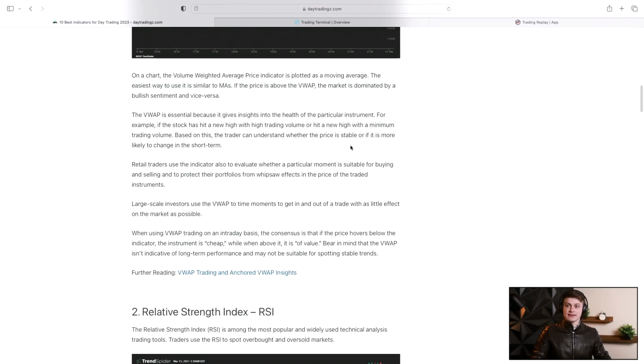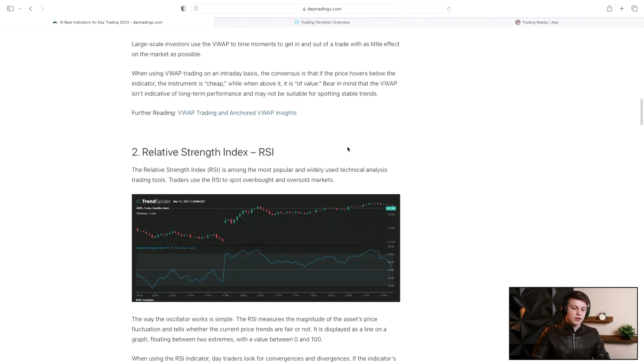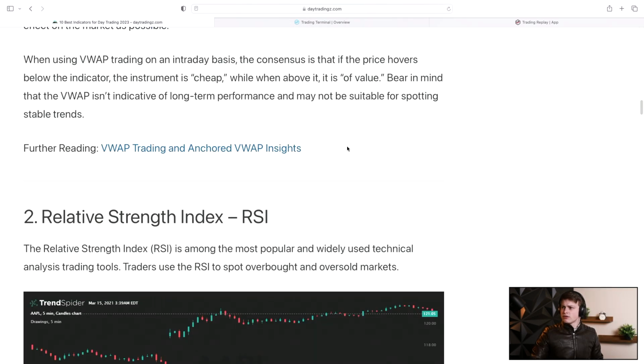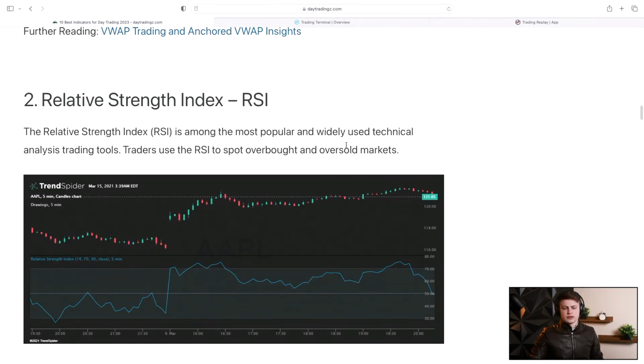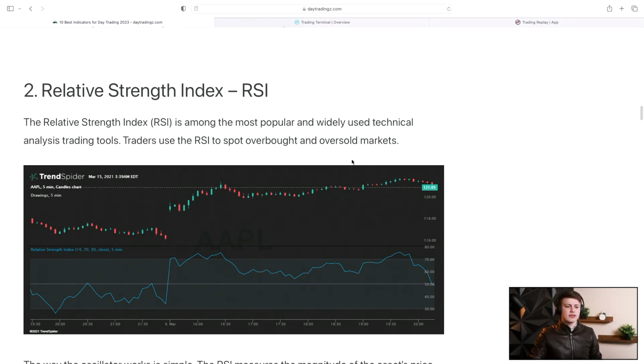Now, in today's video, we're going to be looking up relative strength index, otherwise known as the RSI. I can zoom it up a little bit here because I know a computer screen can get hard to look at. The relative strength, okay, let's get to it. Relative strength index, RSI. The RSI is among the most popular and widely used technical analysis trading tools. Traders use the RSI to spot overbought and oversold markets.